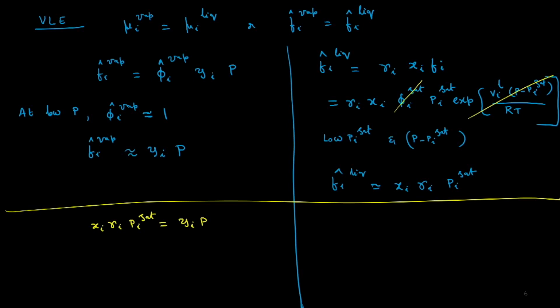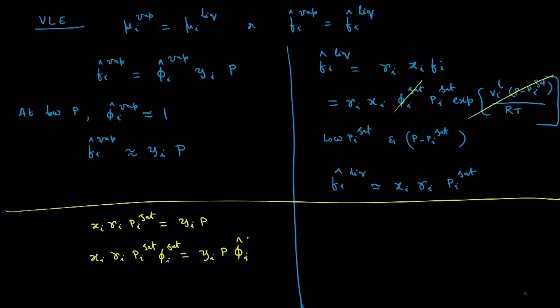If we only ignore the Poynting correction factor and do not ignore the non-idealities in the vapor phase, then this equation will become xi gamma i pi sat times phi sat for non-ideality at the saturation conditions will be equal to yi P times phi hat for the vapor phase.